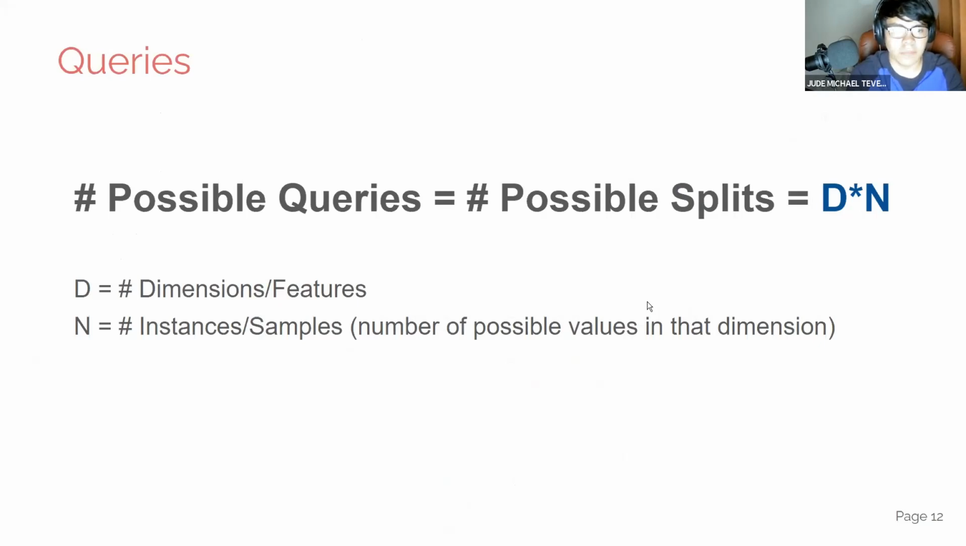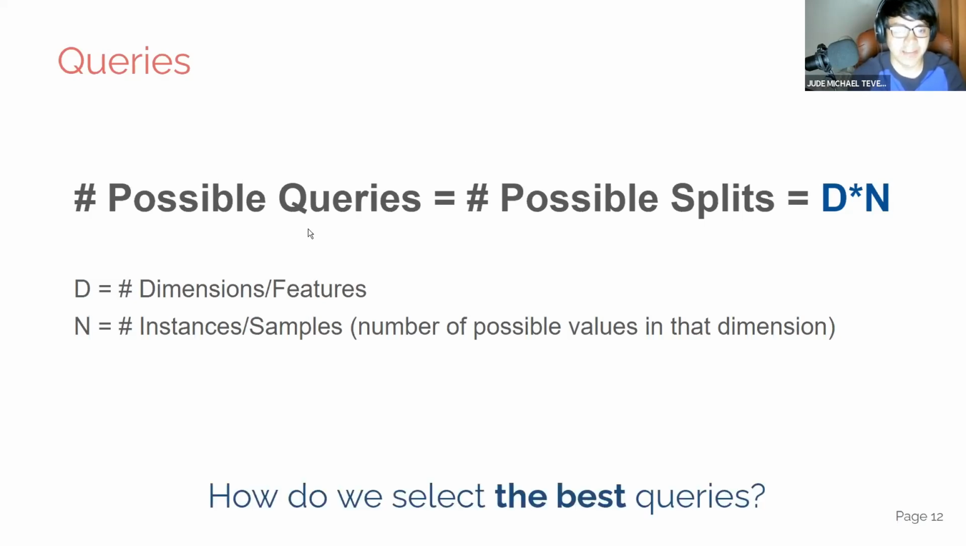So the maximum possible queries that you could have is d times n, wherein d is the number of features that you have, and n is the number of samples per data set, which is very big. So basically, your whole table, your whole input matrix, that's the maximum number of possible splits or queries. But that's inefficient. We don't want to ask all possible questions because it's going to be overfitting. You're going to have a specific answer for a very specific combination of data, right?